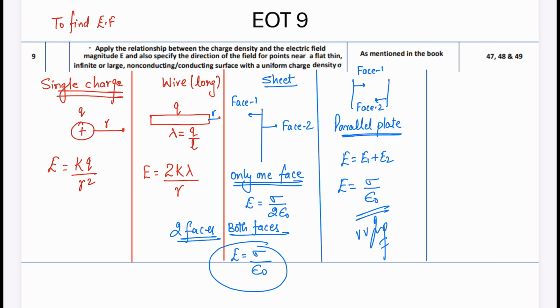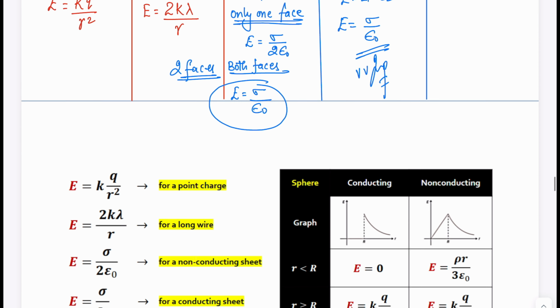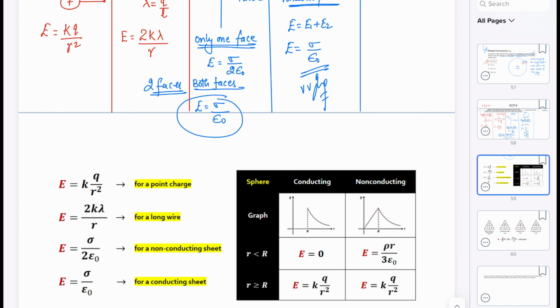After that, you have two more things. You have a conducting shell and you have a non-conducting shell. How you are going to solve that, and about the graphs. So I need to add a page for you.